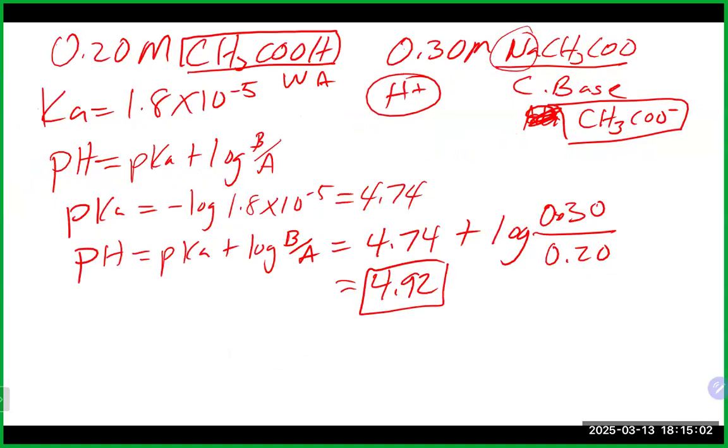Again, you just need to be careful that you actually do put a concentration there on the right-hand side. If you could recognize that it really is a buffer, which is a common ion problem, you could just bypass that ice table and go right into the Henderson-Hasselbalch equation in this case.